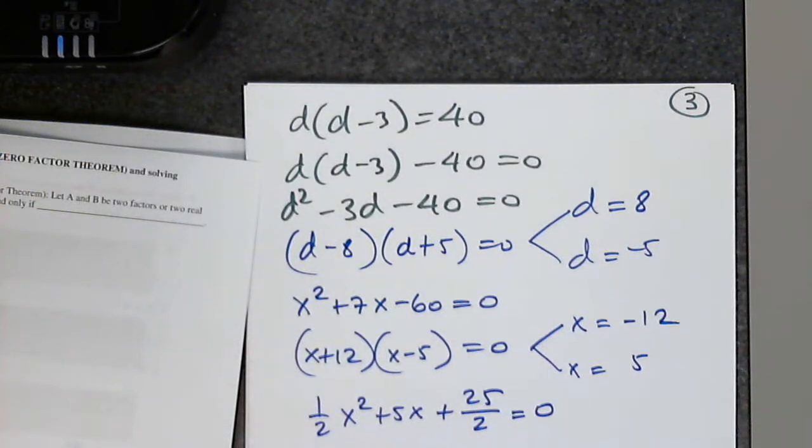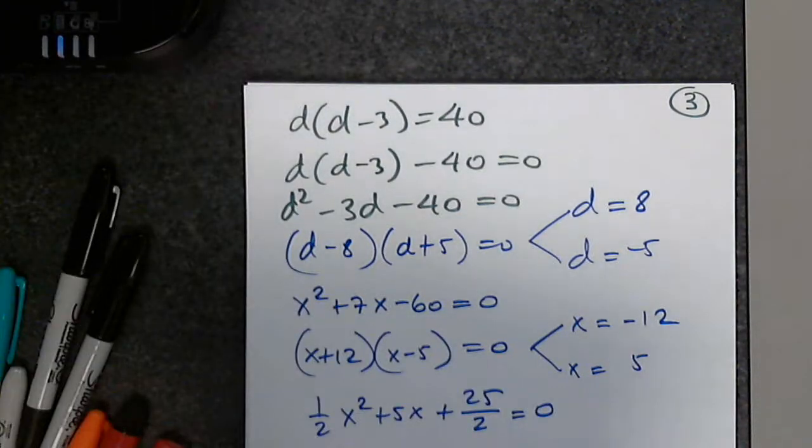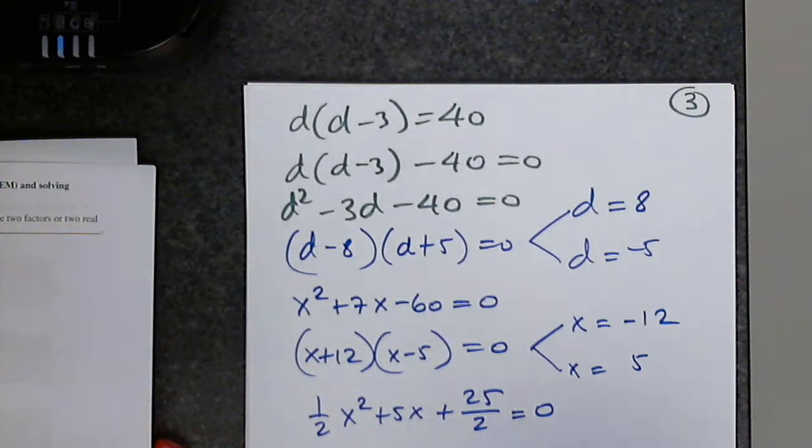Last one here, 1/2 x squared plus 5x plus 25 over 2 equals 0. And you will say, I don't like this equation. Why? Because it has fractions. But I can get rid of them, because it's an equation. I don't have to keep it in this form. I can change it to whatever is easier for me to work with. So what will you do to get rid of that? That's it. So let's multiply by 2 and you tell me what you get.